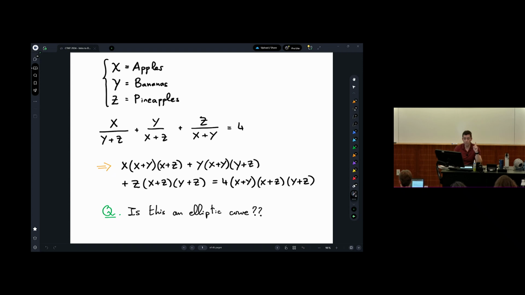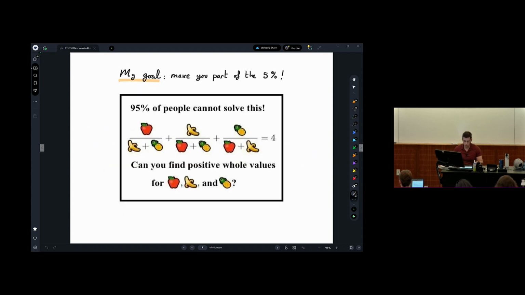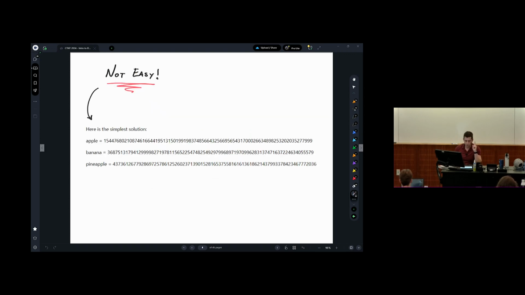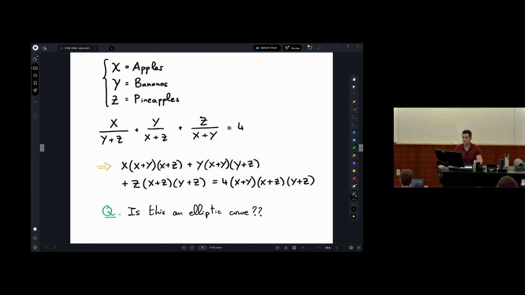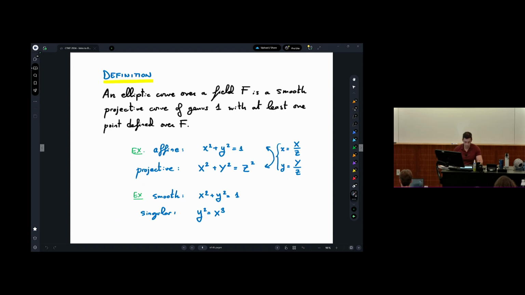Notice that the problem, very, very important, asks: can you find the positive whole values for the apples, bananas, and pineapples? Positive. Okay. If it's not positive, then we'll see that there are easier solutions. But to begin with, is this an elliptic curve? And if it is, then how are we going to find points on that elliptic curve?